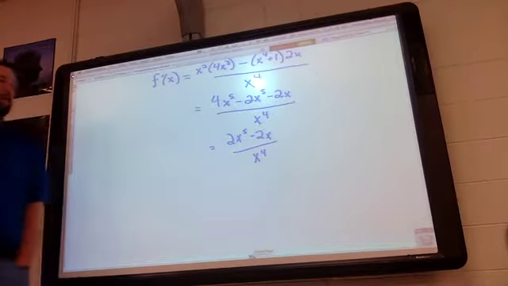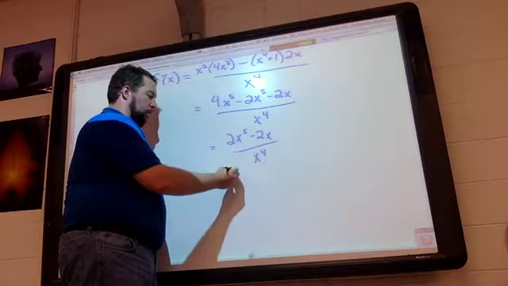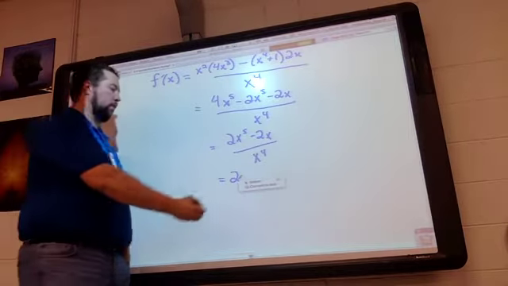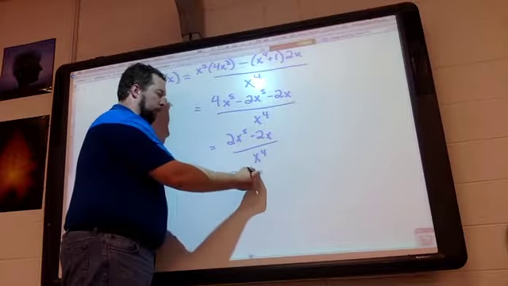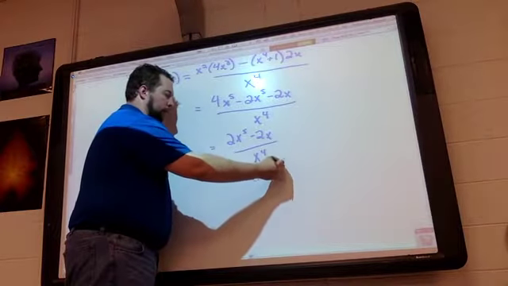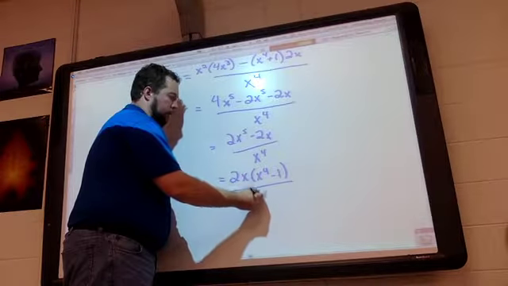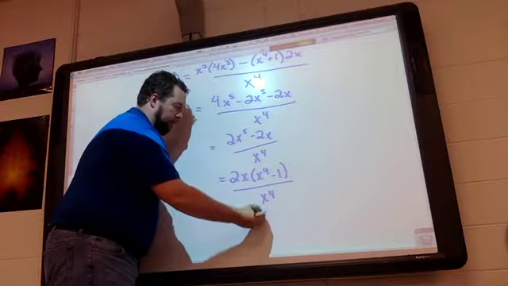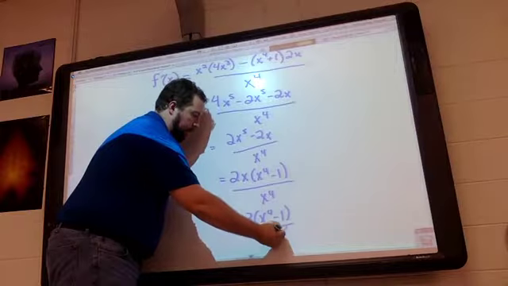Take out the 2x at the top. You can take a 2 out, and you can take an x out. So it'd be 2x times x to the 4th minus 1 all over x to the 4th, which you could cancel out and become 2 times x to the 4th minus 1 all over x to the 3rd.